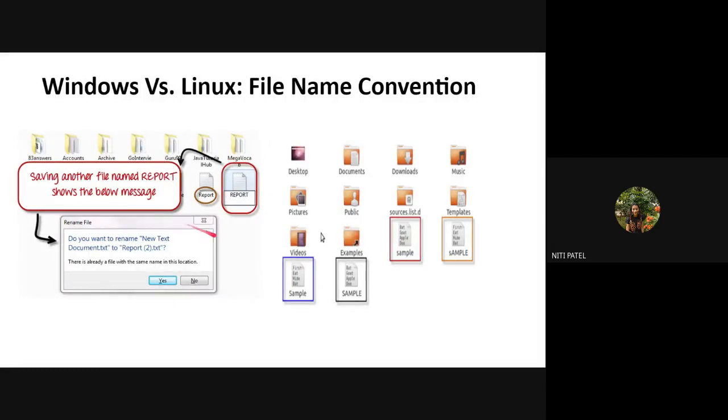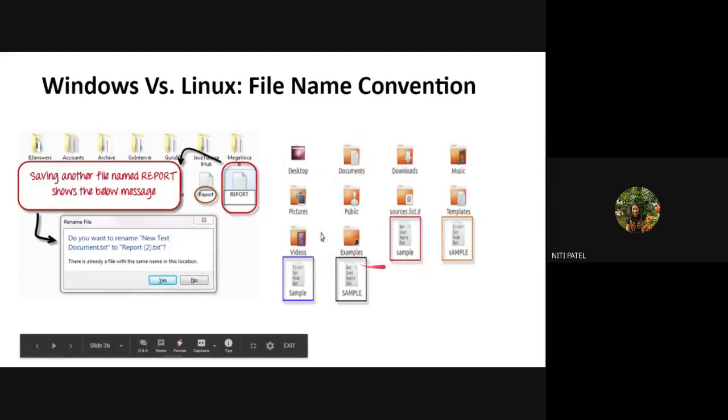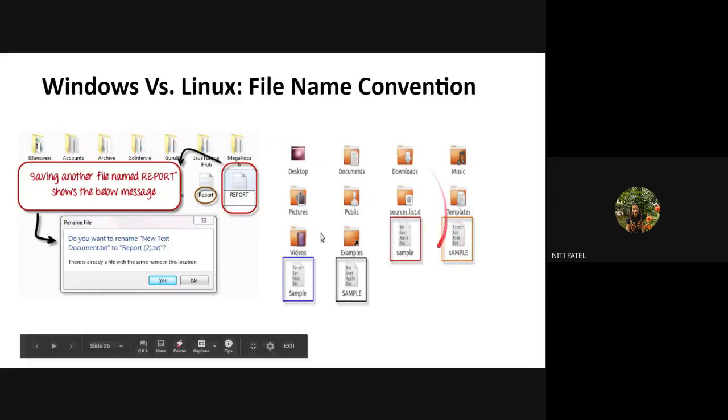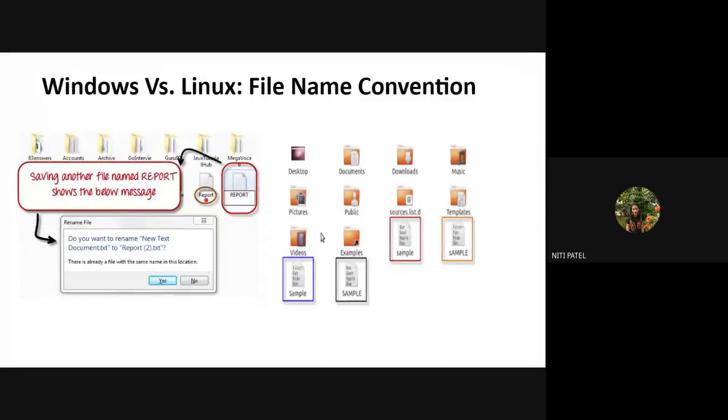Now there is one very interesting thing in Linux which Windows does not have. That is the file name convention. Now if you see, this side is Linux and this side is your Windows. Okay, in Windows you get to see your folders like this, whereas in Linux you get to see files and folders like this. Now if I have a file called report, and if I try to make one more file called report, what message does my Windows show me?